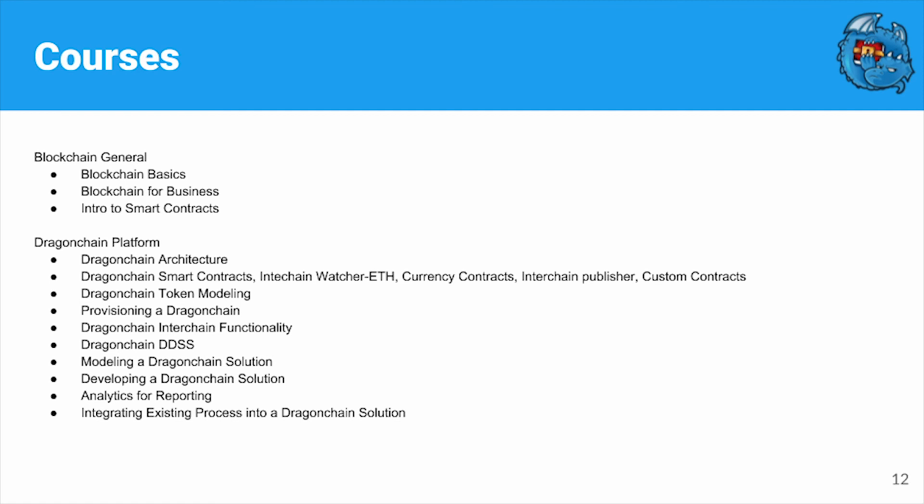Modeling a Dragonchain solution, this is going to be for architects, so that they can draw out what a voting solution would look like on Dragonchain, or whatever it is that they're trying to build. And then developing the Dragonchain solution, this is going to be more of the higher level development course where we're going to talk about specific smart contracts, and then we're also going to have flavors for this so that we have it for Python, for Node, for all the different flavors that we support.